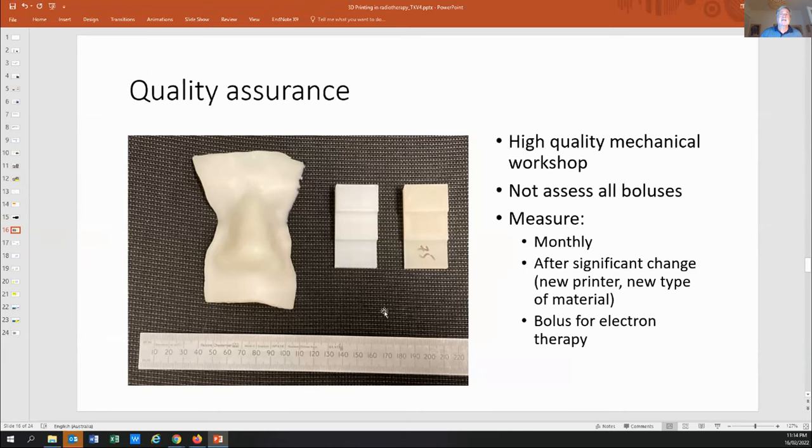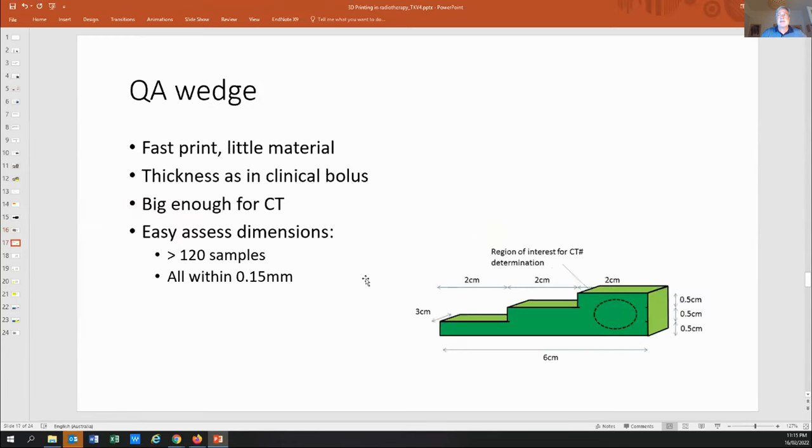So we are not QAing all boluses anymore. That makes sense, because having about 500 boluses per year to actually CT scan and judge really delays processes unnecessarily. So what we do is once a month we print a step wedge and QA only the step wedge in terms of material composition, homogeneity, and particularly in terms of the dimensions.